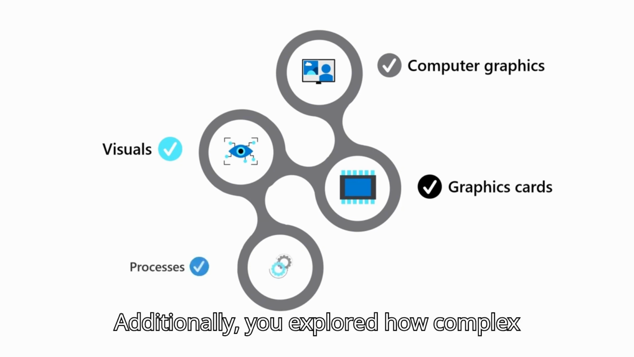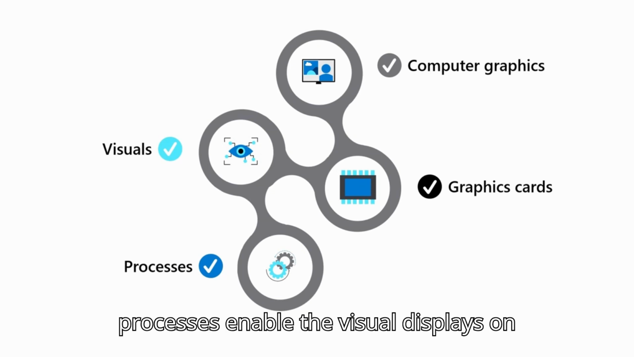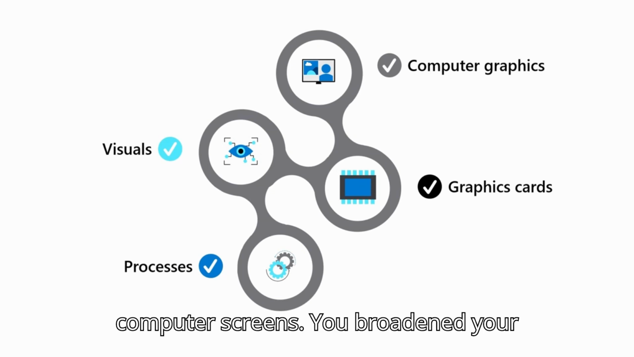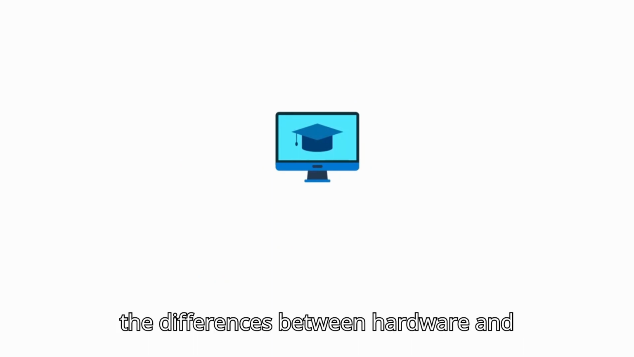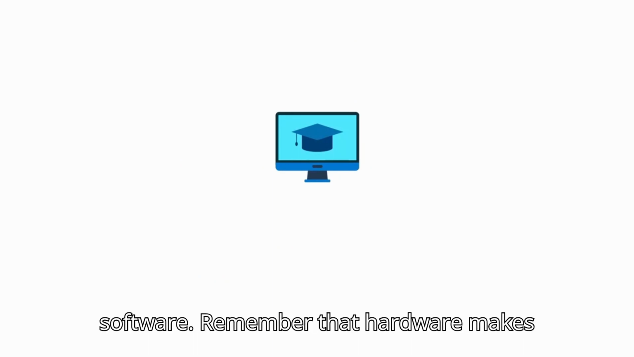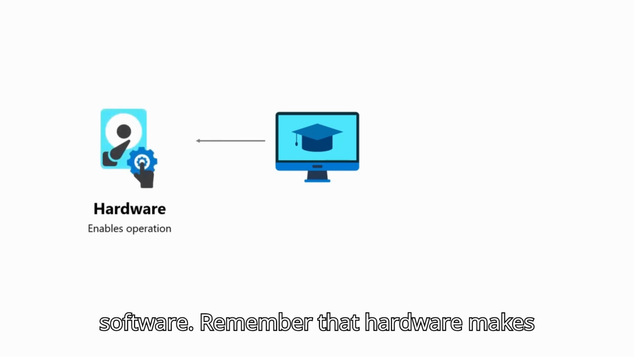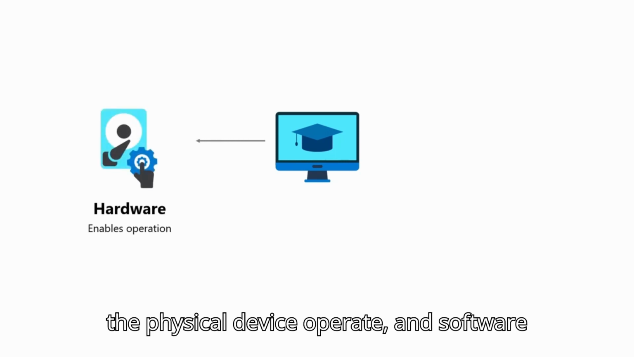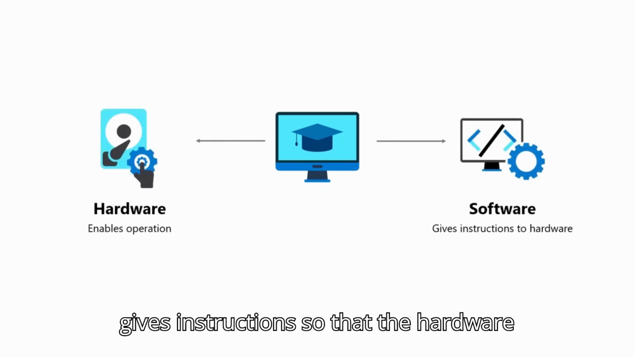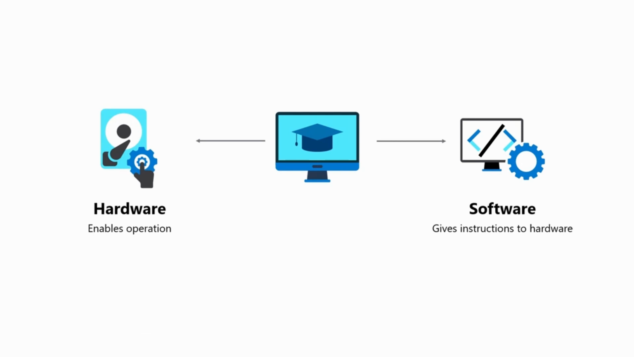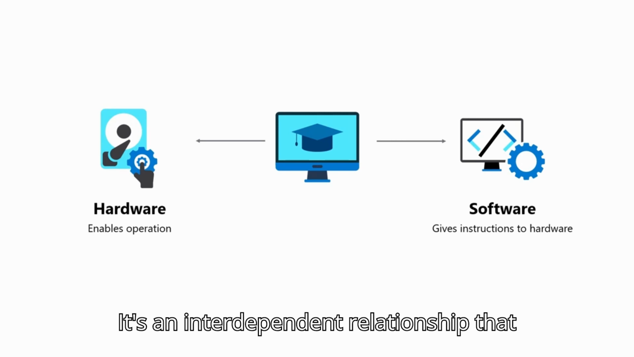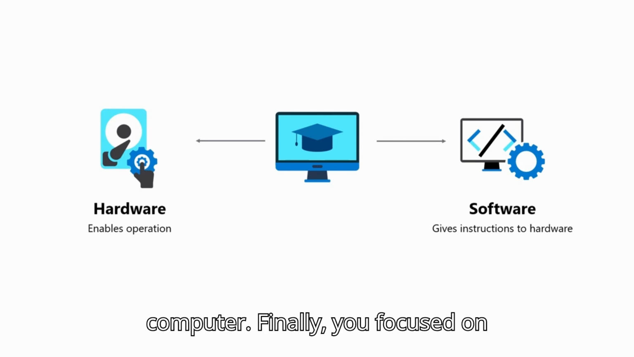Additionally, you explored how complex processes enable the visual displays on computer screens. You broadened your understanding of computers by unpacking the differences between hardware and software. Remember that hardware makes the physical device operate and software gives instructions so that the hardware knows what to do and how to do it. It's an interdependent relationship that allows you to interact with your computer.